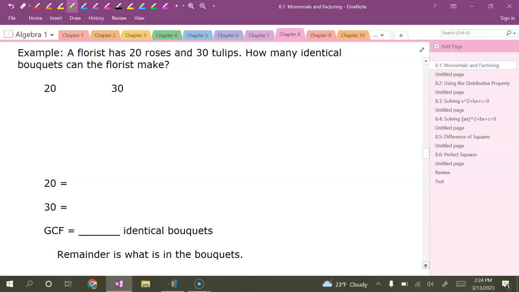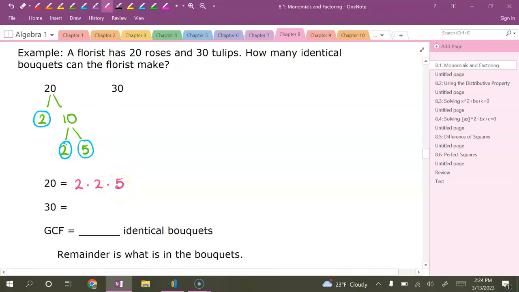So I'm going to start with the 20. 20 is going to factor. You could do 2 times 10. 2 is prime. And 10 can factor down to 2 times 5. And again, those are prime. So coming down here, I'm going to write 2 times 2 times 5 for my 20.